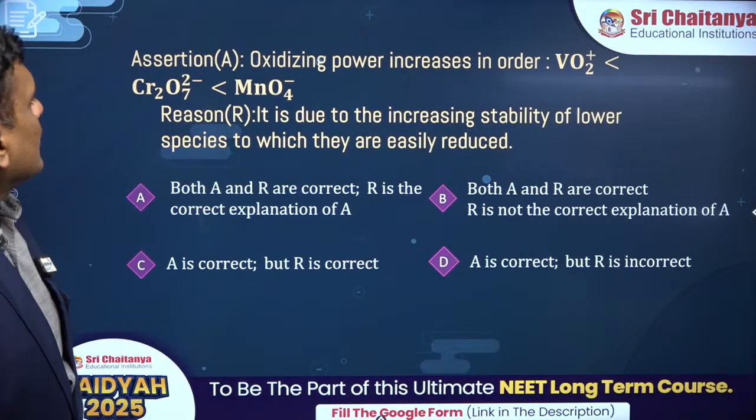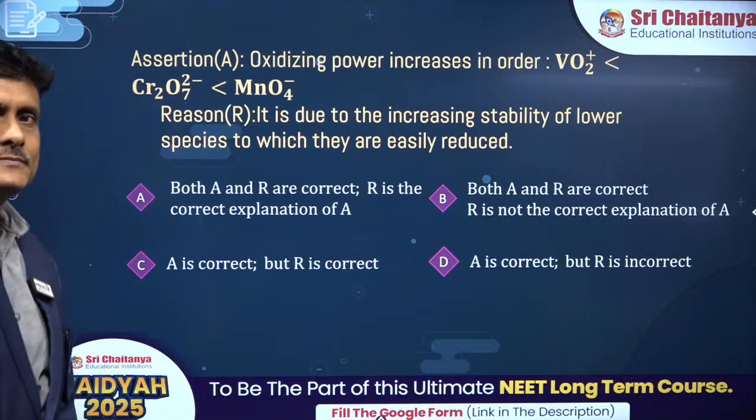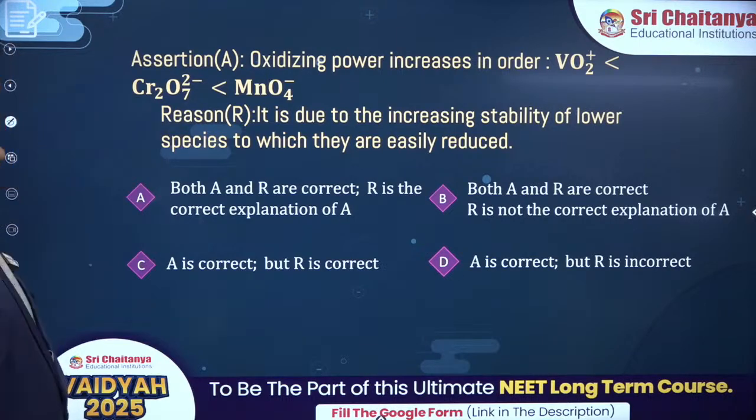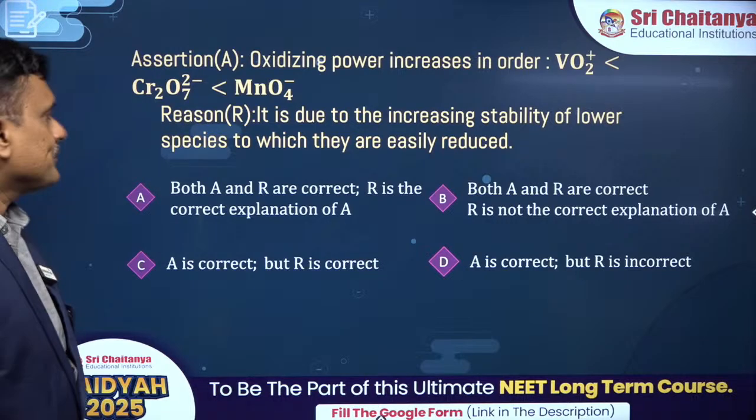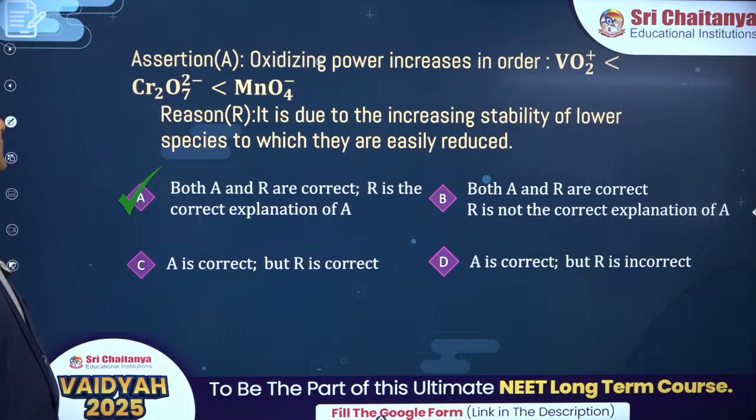Yeah. Oxidizing power increases in this order. It is due to increase in stability of the species where they are reduced. Yes, that is certainly true. Alright. I believe this is correct. Both are correct. Yes. Because the stability of the product is more.